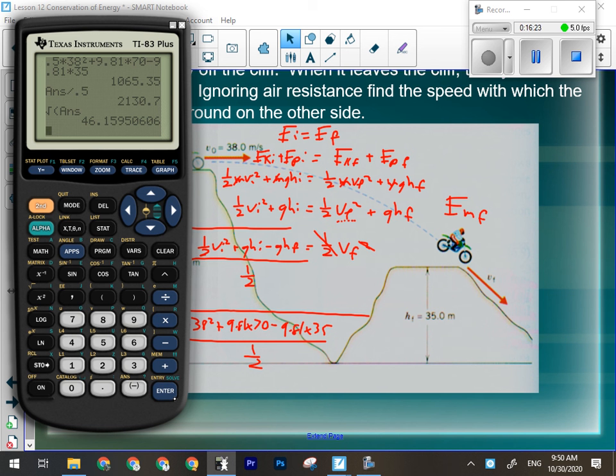meters per second. Is that pretty fast? Yeah. It is pretty fast. It's 166 kilometers an hour. I don't know if I'd want to try to land a dirt bike at 166 kilometers an hour. It'd be pretty tough, I would think, to keep that.